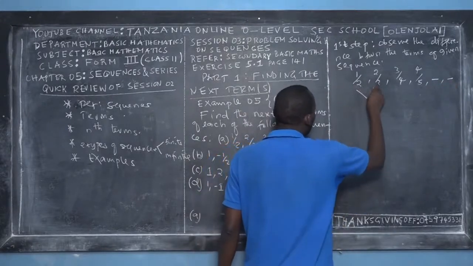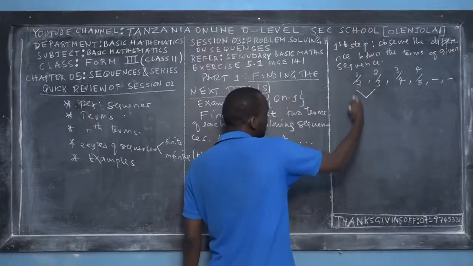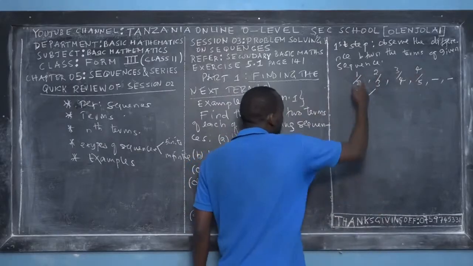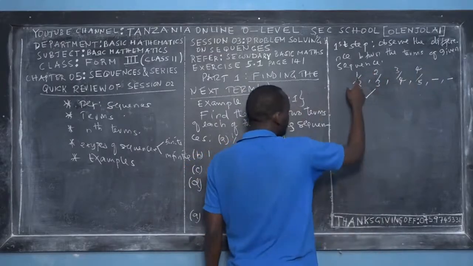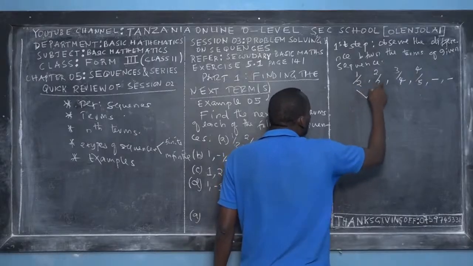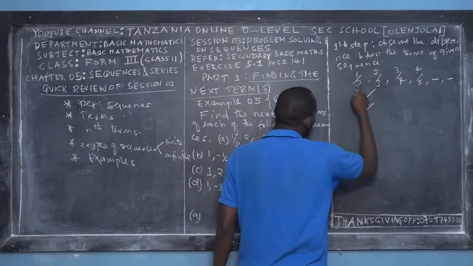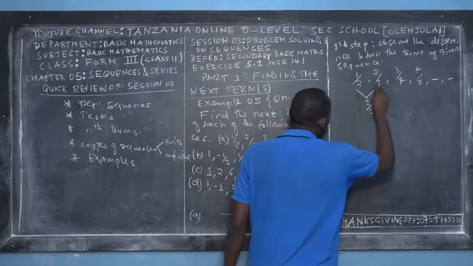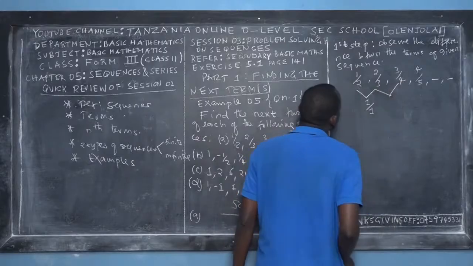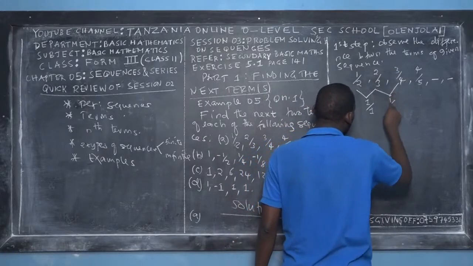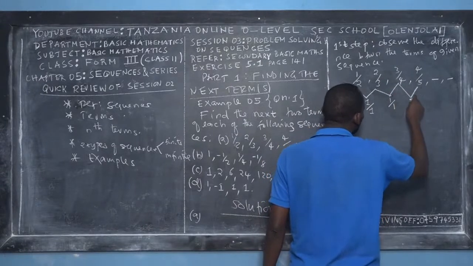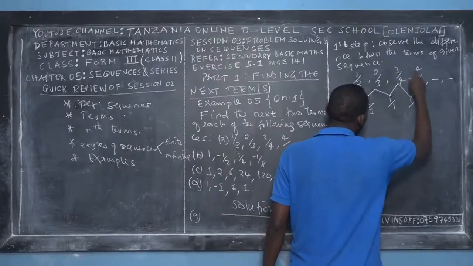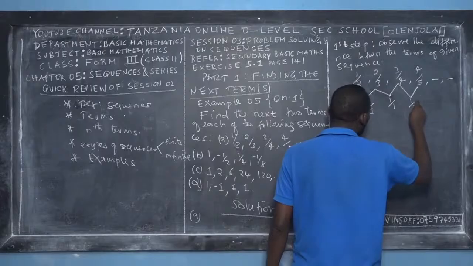Let us analyze what the sequence is. Observe the numerators. The numerators are the sequence of natural numbers 1, 2, 3, 4. The difference between 1 and 2 in the numerator is 1, the difference between 2 and 3 is 1, and the difference between 3 and 4 is 1. Then let us go to the denominators. The difference between 2 and 3 is 1, between 3 and 4 is 1, and between 4 and 5 is 1.